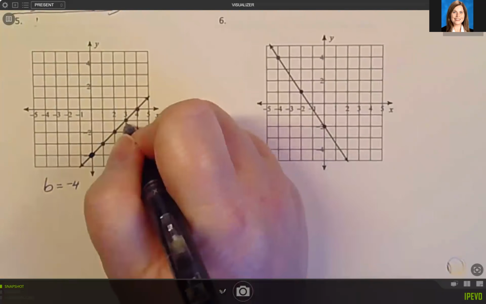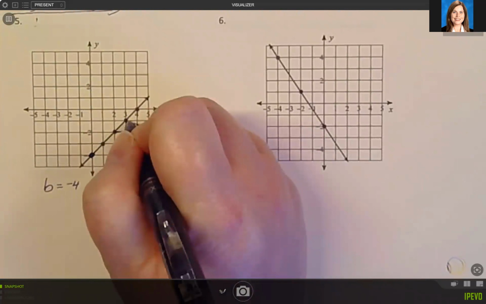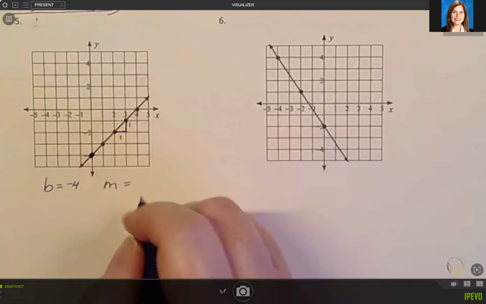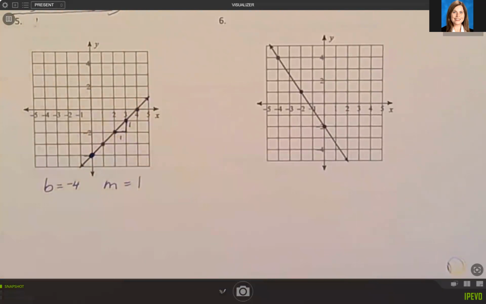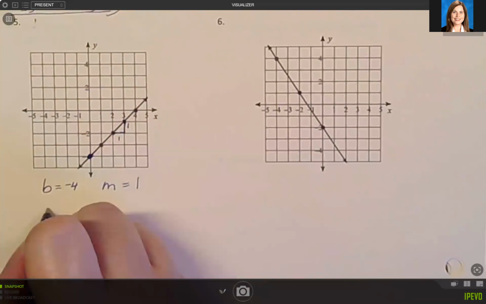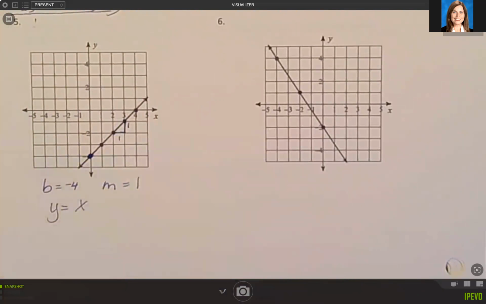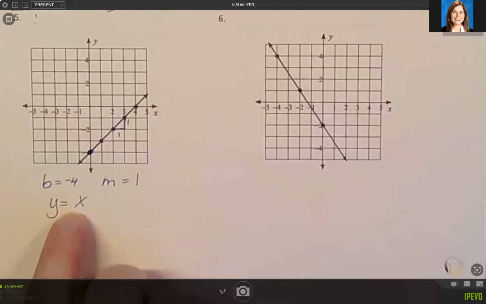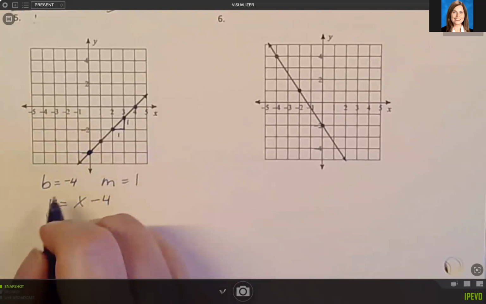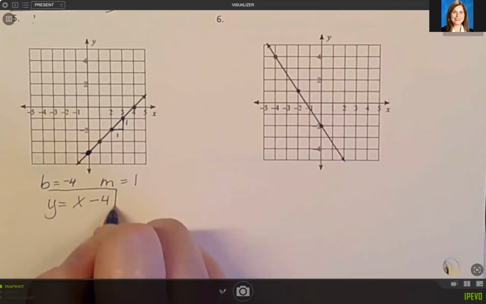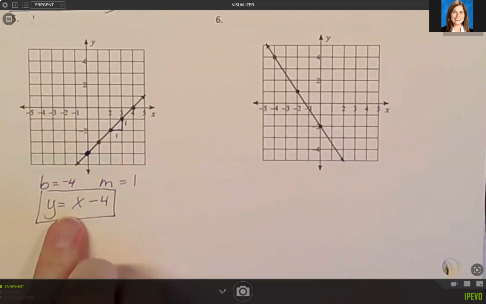We just make a reference triangle anywhere. Rise is 1, run is 1. It has a positive slope, so m is equal to +1. So y equals 1x, and I don't need to write the 1 in front of that. It's an understood 1, minus 4. You can write the 1 there if you prefer, but it's really more simplified if you don't. So y equals x minus 4.